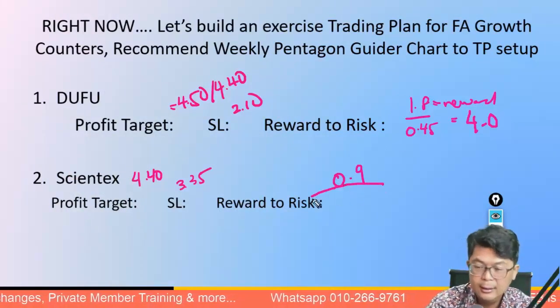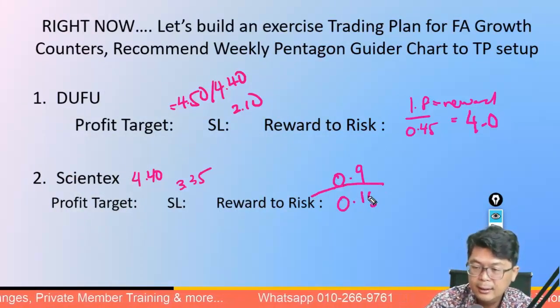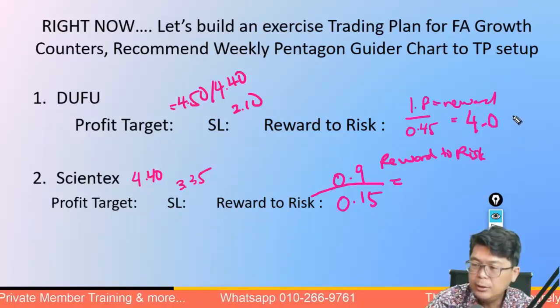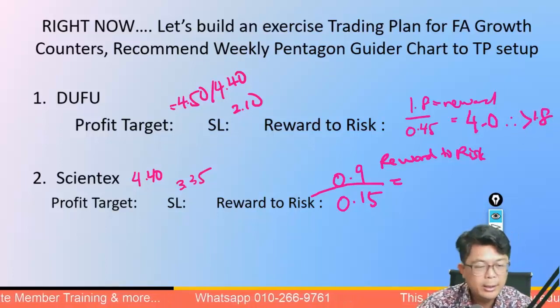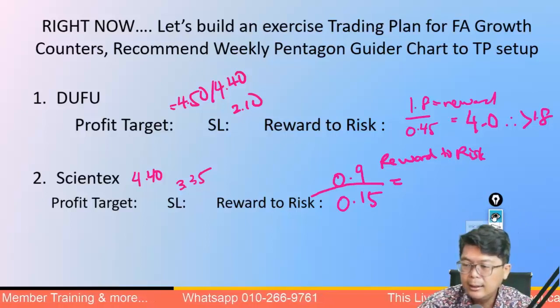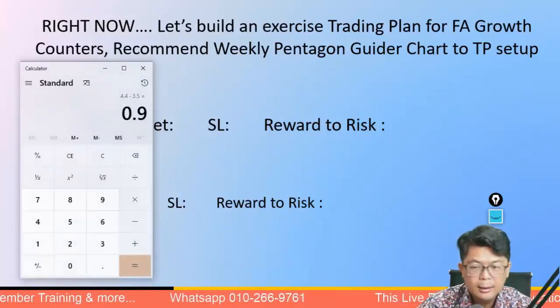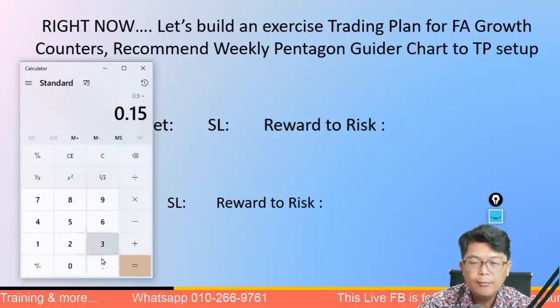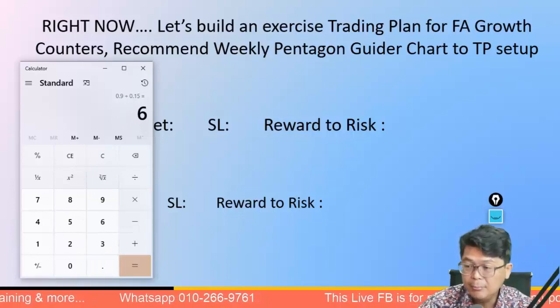So you divide it by 15 cents. So what will be the reward to risk? Again, we prefer it to be 1.8 above. Okay, so here we use the calculator. 0.9 divided by 0.15. 6 times.